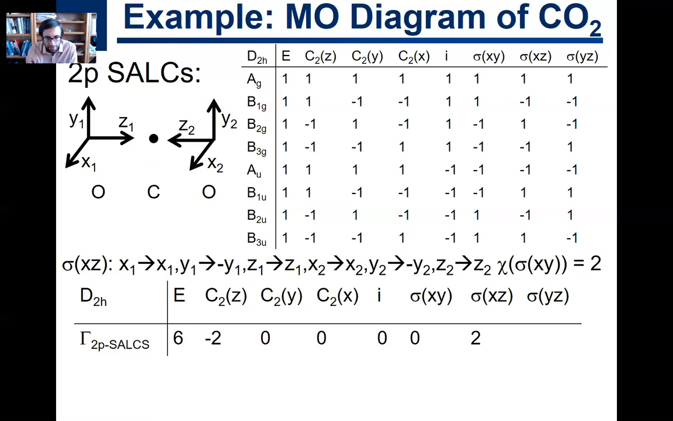xz, very similar, except now you have the plane here, right? And so things on top are going to go down. y1 is going to go to negative y1. y2 is going to go to negative y2. And then all the x and z vectors are going to stay the same. You add those all up together, you're going to get 2.